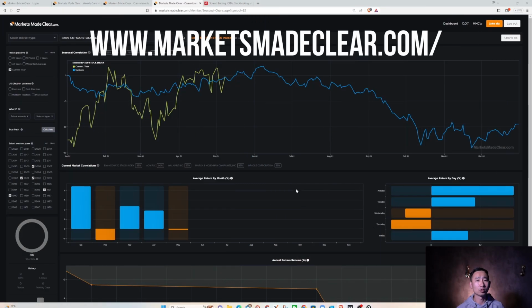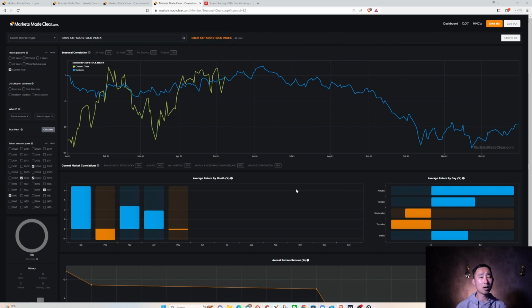It's super powerful. It's got a lot of things in there. It's got a commitment of traders to track the smart money, and now this is the new AI seasonal data platform. Right, let me explain what it is.